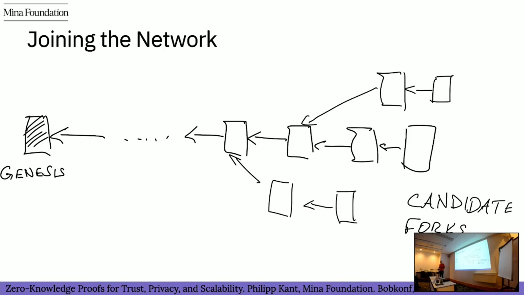And because it doesn't know, because it doesn't trust that node, it needs to validate the whole chain, meaning it needs to revalidate every transaction in the whole history of the system. And not only in the one correct history, but also in all those candidate forks that nodes might show it, and then it needs to decide which one is the right chain.